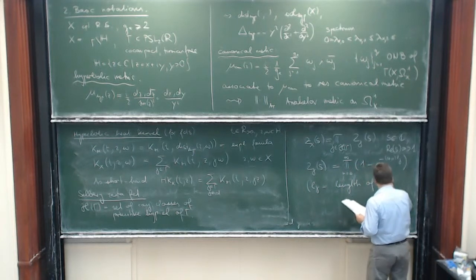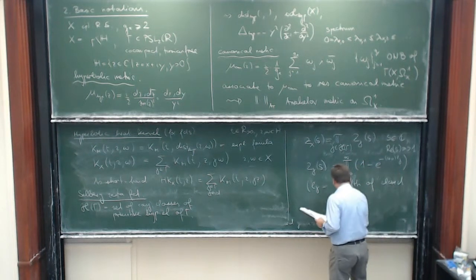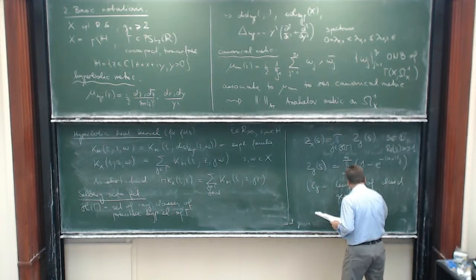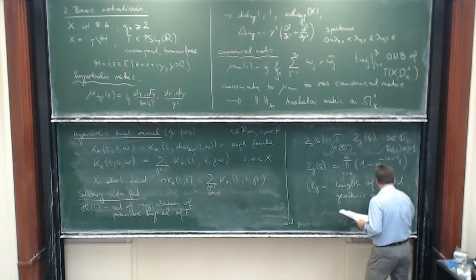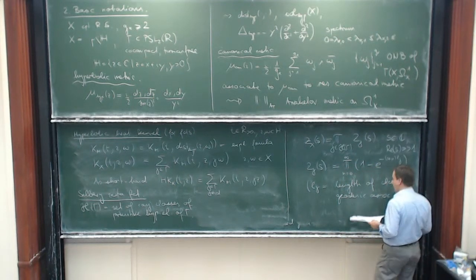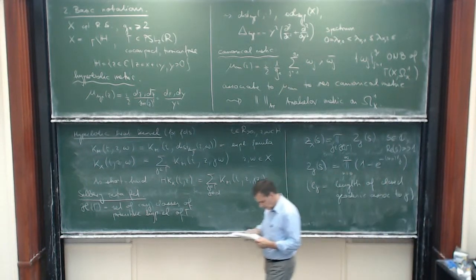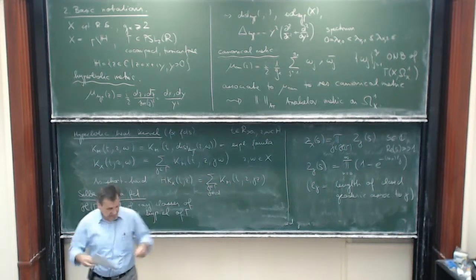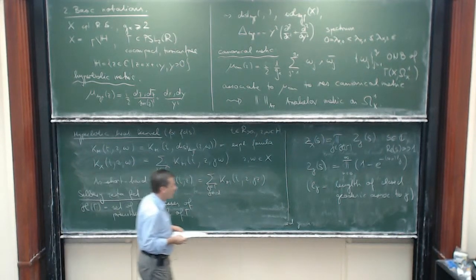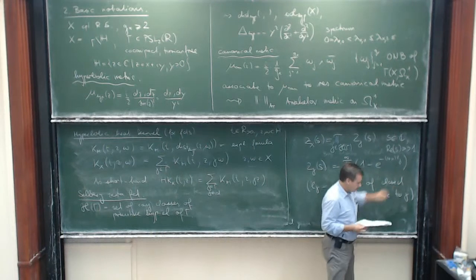of the closed geodesic associated to gamma. So gamma gives rise to a homotopic class, and so it has a unique geodesic in there, and the hyperbolic length of that is denoted by L gamma. This comes here as the weight, so to say.